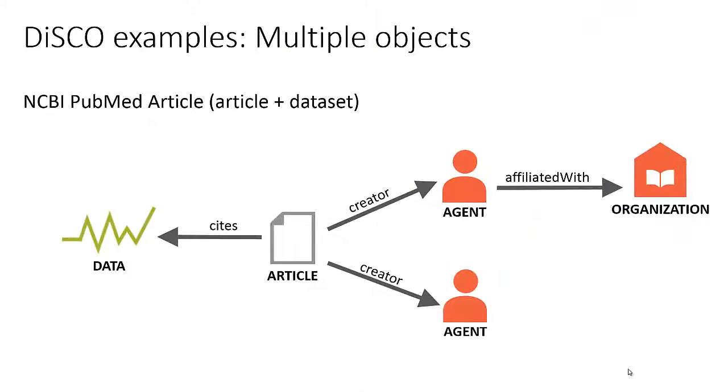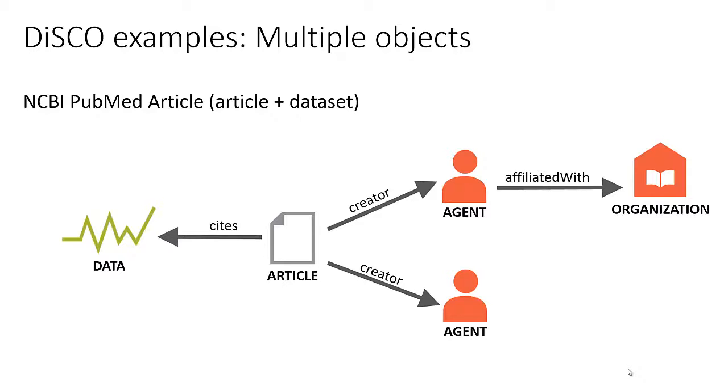So the other example we did was using NCBI PubMed articles, and a lot of articles in PubMed have a link to a specific data bank like Protein Data Bank or GenBank. And so we did this transform that takes an article and all of its related data sets and creates a disco from them. And again, we did some work with the creators and the affiliations.